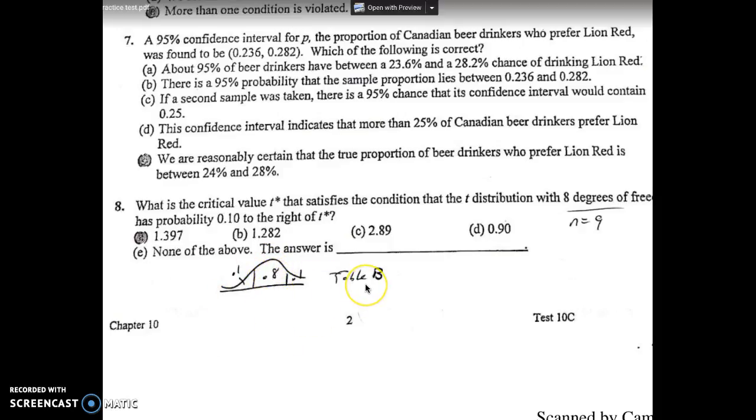So then I just went to table B in my packet or in the cover of the book, and you're looking at the right side tail, 0.1, and you're comparing it to 8 degrees of freedom, and you'll find that the value that you get is 1.397. That's your critical value for t star.